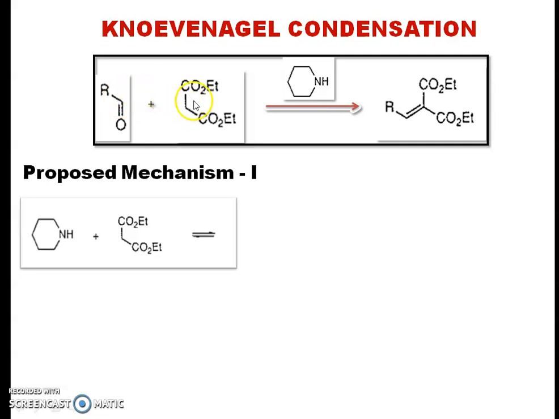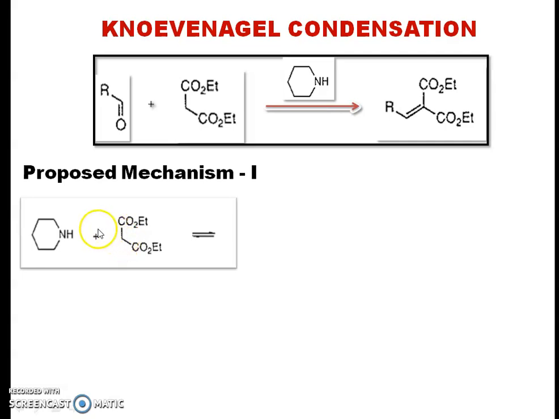For example, diethyl malonic ester can be nucleophilically added to the carbonyl in the presence of base, and it forms an unsaturated compound like this. The proposed mechanism for this reaction is, first, the malonic ester forms an enolate in the presence of a very weak base. You need only a very weak base, because if you use a strong base, the aldehyde or ketone can undergo self-condensation.